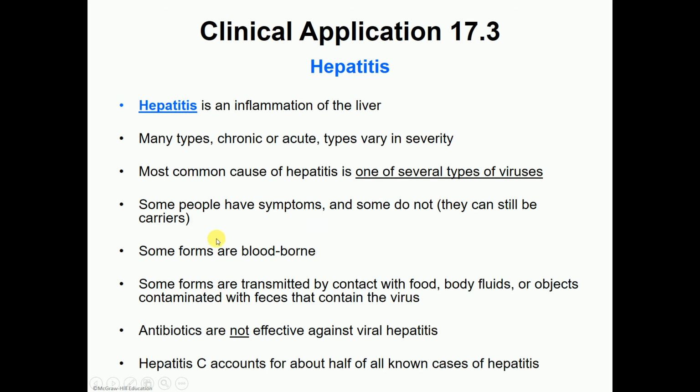Some of the hepatitis viruses are bloodborne, others are transmitted through food, or body fluids, or objects contaminated with feces that contain the virus. For the ones transmitted by food, the person that has the virus is shedding the virus in their feces, which can eventually contaminate food. Antibiotics are not effective against viral hepatitis. Remember, viruses are not bacteria. Antibiotics can kill bacteria, but they do not kill viruses.